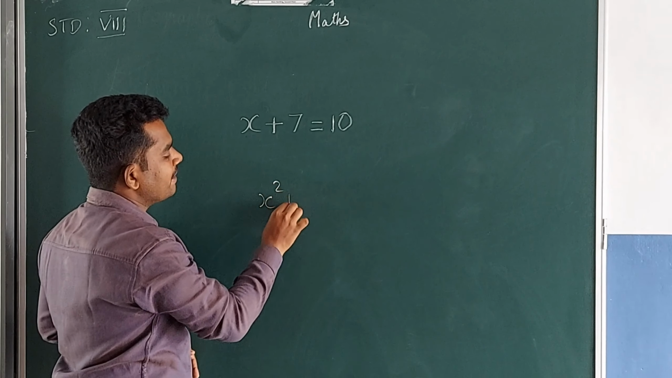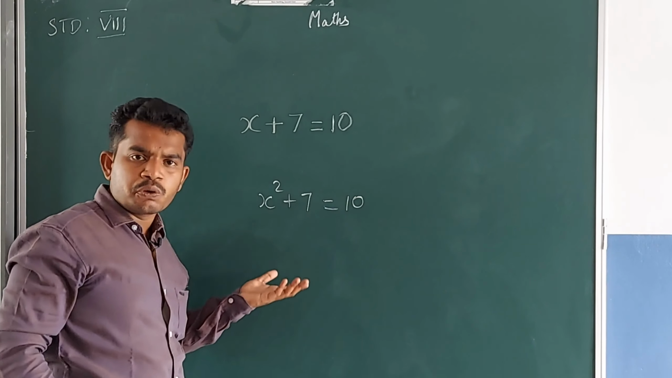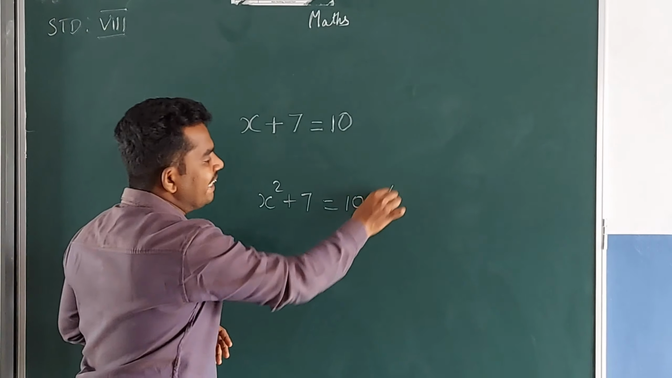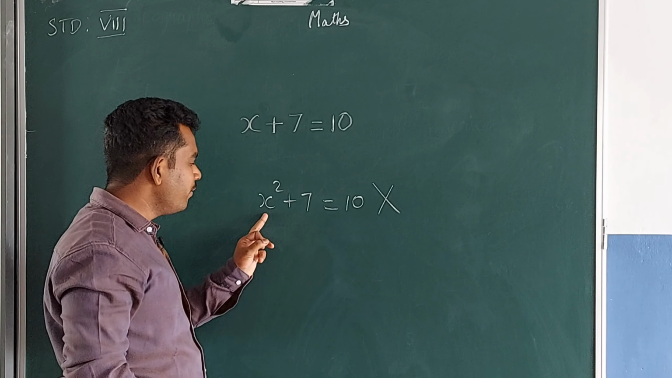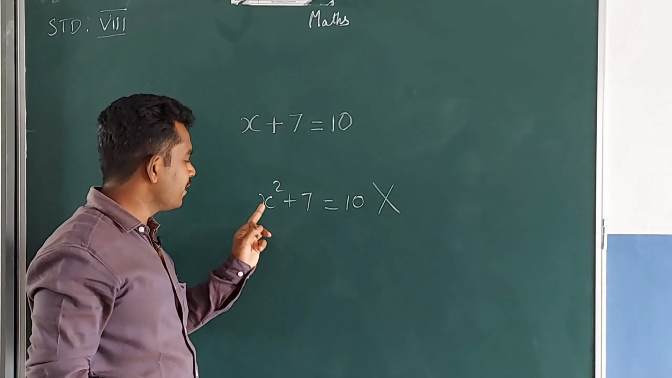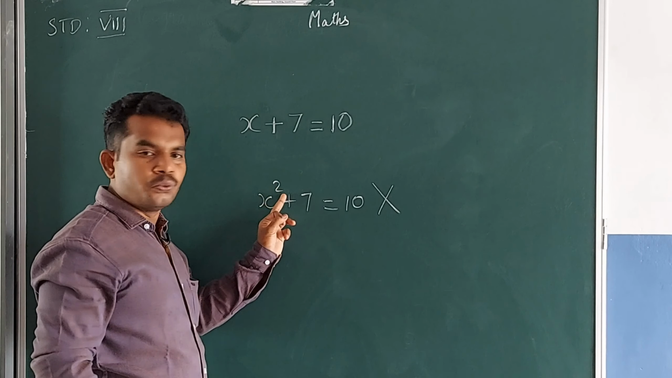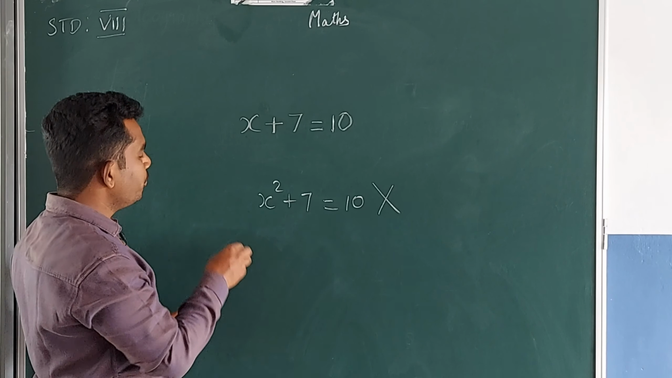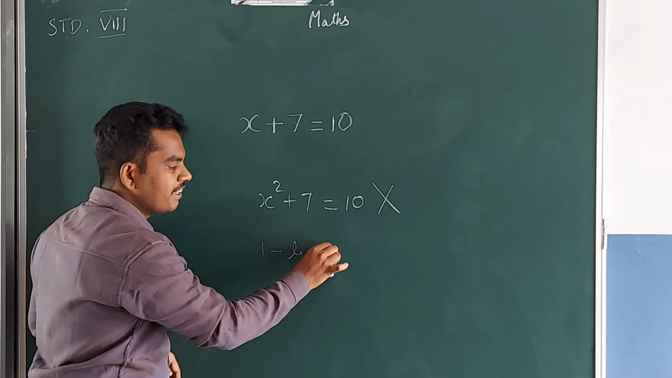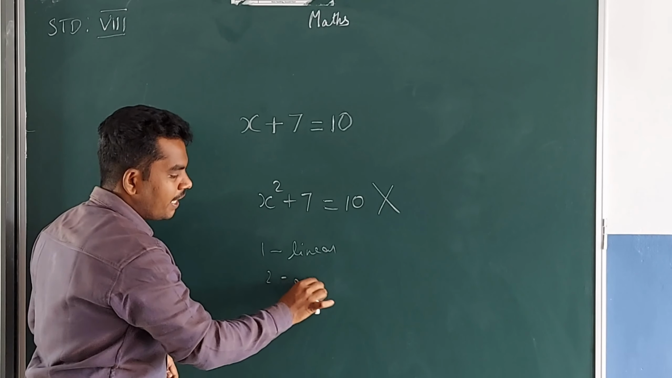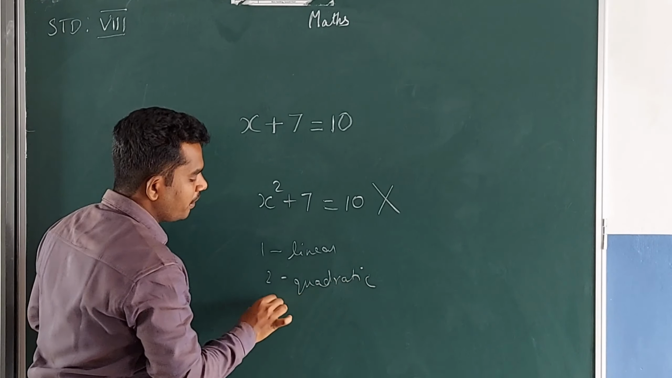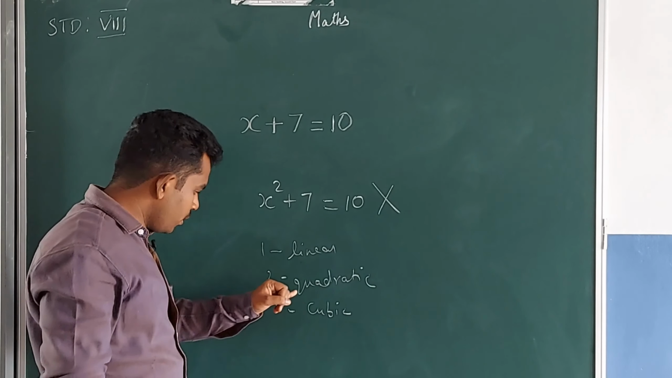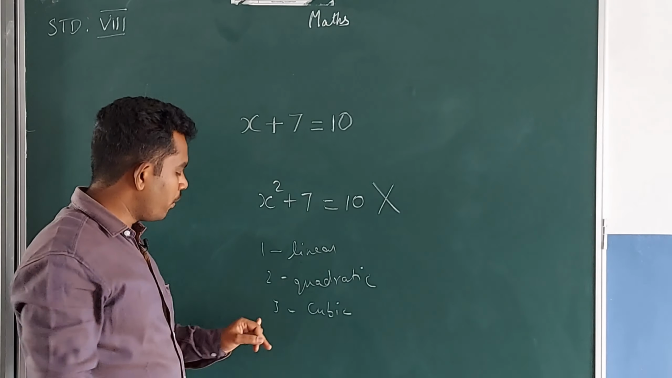Sir, x square plus 7 equal to 10. Is it a linear equation or not? It is not a linear equation. Why, sir? The power is 2. The x square, x raised to 2, so it is called a quadratic equation. I already told you, power 1 means linear, 2 means quadratic and 3 means cubic. So power 3 means a cubic equation.